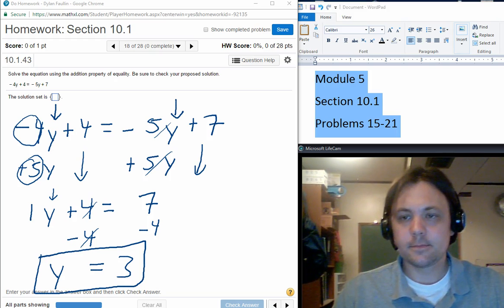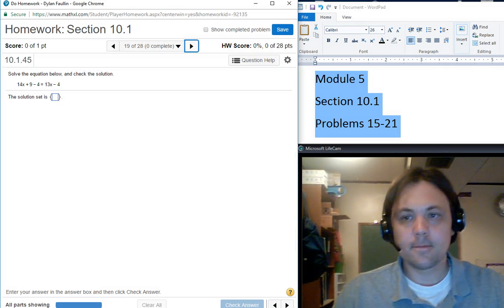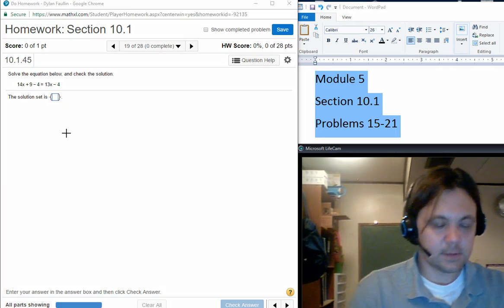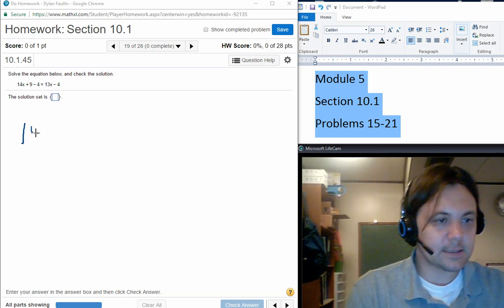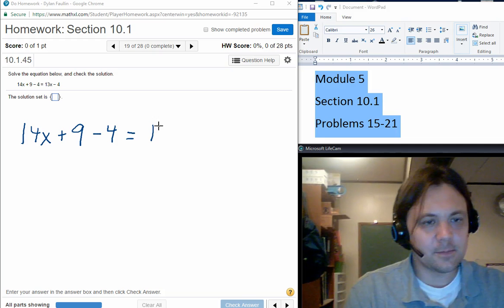All right, let's take a look at number 19. So we have 14x. These are starting to get a little repetitive, right? 14x plus 9 minus 4. Okay, this is a little different, but it's not going to be too much for us to handle. Equals 13x minus 4.